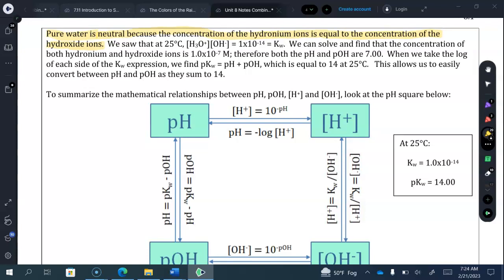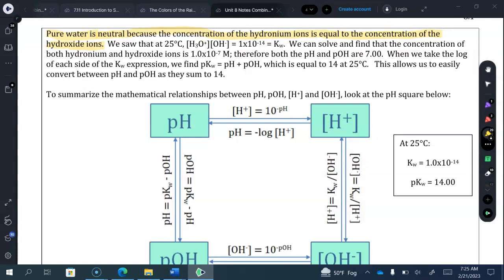Therefore, both the pH and pOH are 7. When we take the log of each side of the Kw expression, we find that the pKw is equal to pH plus pOH, and this is 14 at 25 degrees Celsius. This allows us to easily convert between pH and pOH as they sum to 14, but this is only true at 25 degrees Celsius, so you need to pay attention if it's giving you an alternate temperature.